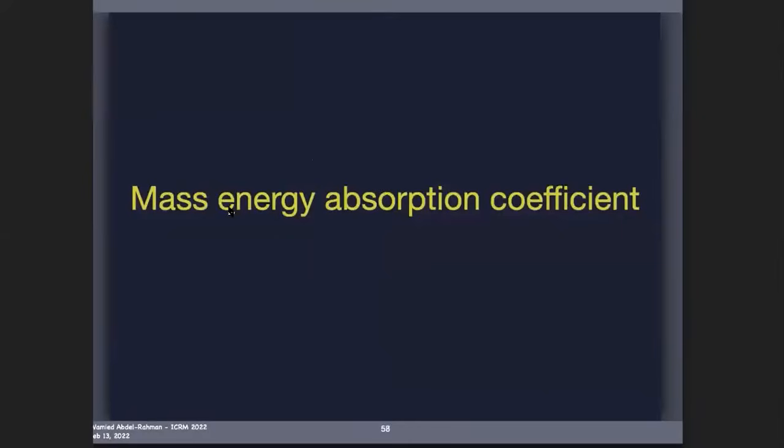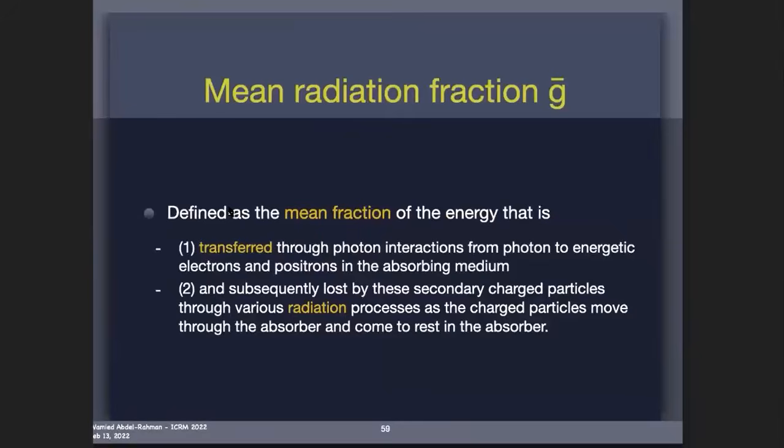For the mass energy absorption coefficient, we have the electrons produced from the interaction of the photons. The electrons will interact with the medium, and they might lose part of their energy as photons. And we don't want to include that in the calculation of the mass energy absorption coefficient, because we're interested now in the absorbed dose in the medium. And that is characterized with what is called the mean radiation fraction.